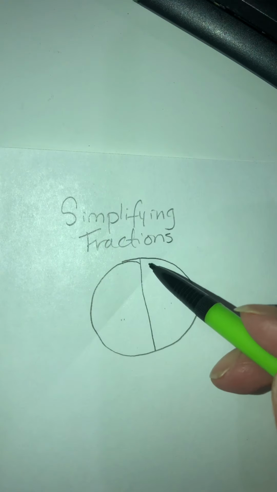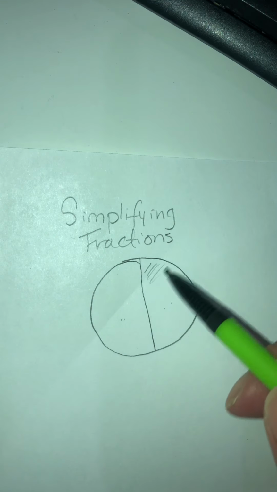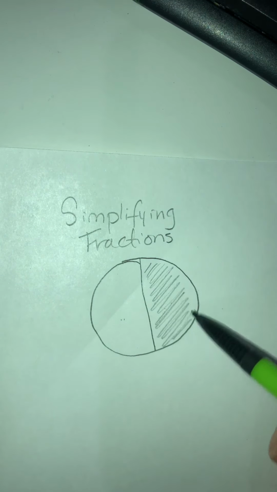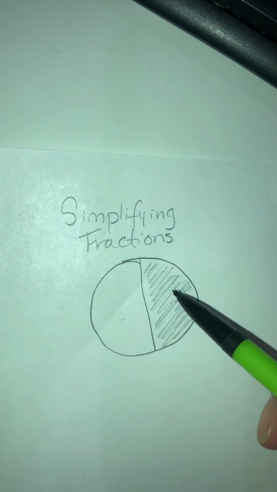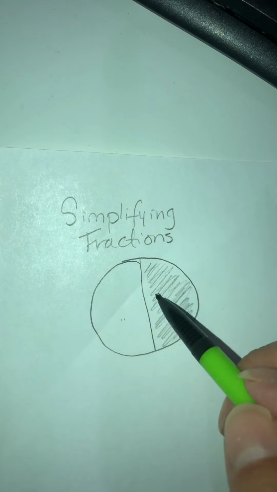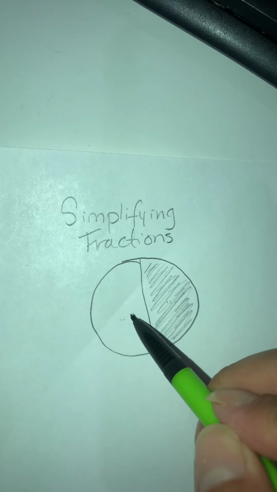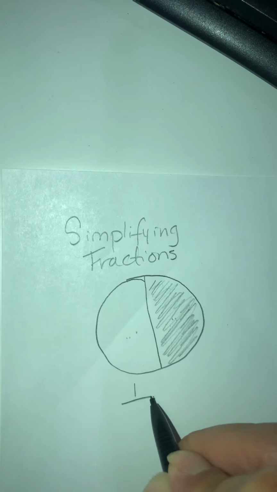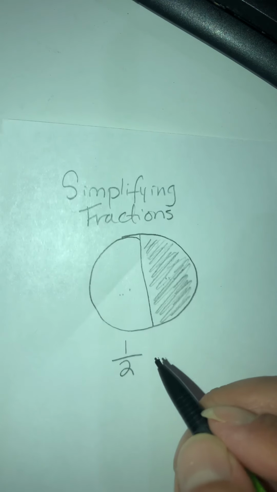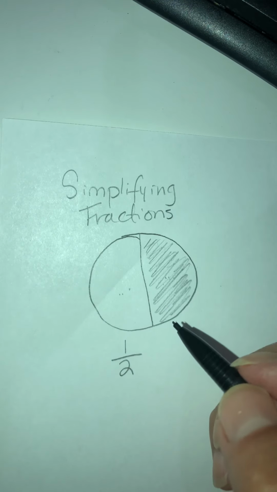Let's say that we ate one of those slices. Well, both slices are the same size. We ate 1 out of 2, so we ate 1/2 of the pizza. 1 out of 2. So that's pretty easy.